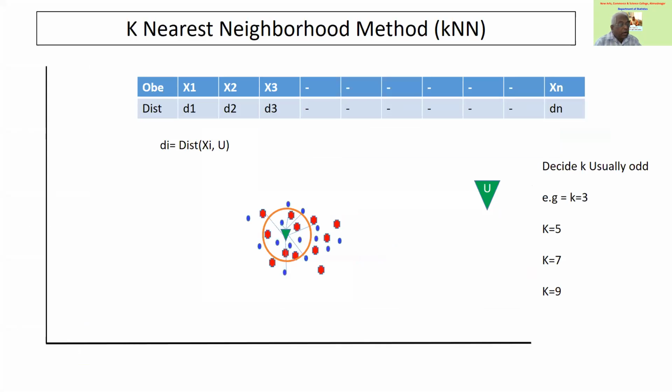Now you can do this with R, you can do it with Python, by changing k and by changing distances, and see what happens. Okay, so this is the k nearest neighborhood method. With this, I will stop for today.